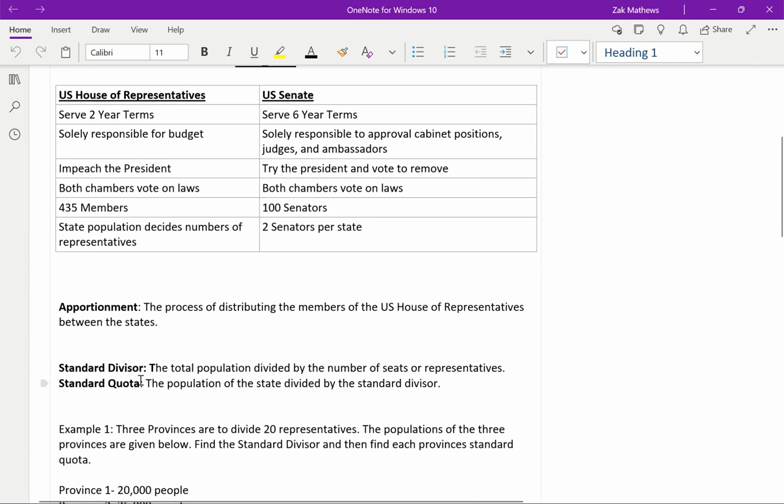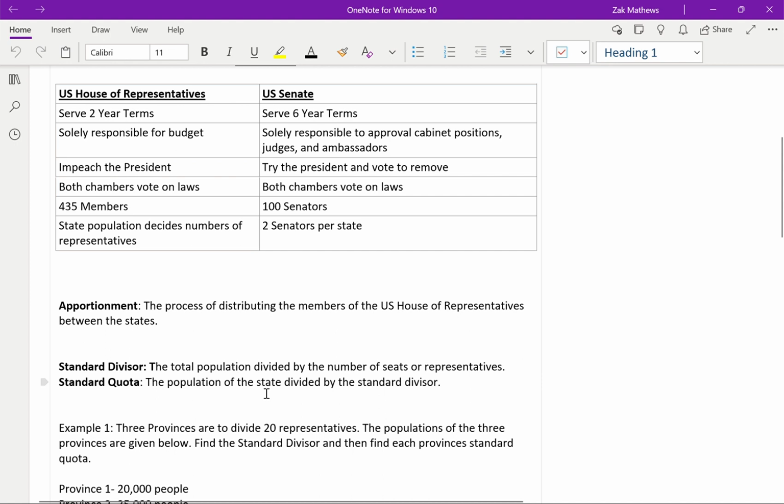So we're going to need to note 2 things very early on, the Standard Divisor and the Standard Quota. The Standard Divisor is the total population divided by the number of seats or representatives. It doesn't have to necessarily be the U.S. House. Other countries have the same issue of having to divide up membership. The Standard Quota is the population of the state divided by the Standard Divisor.